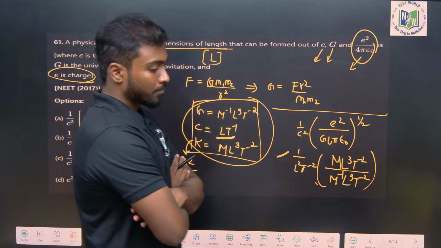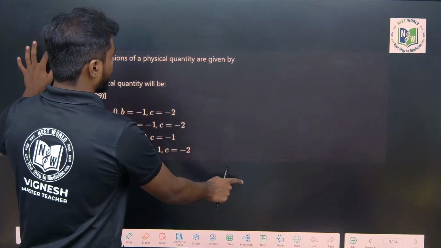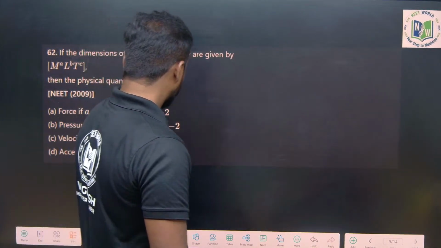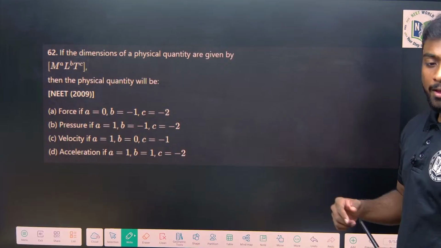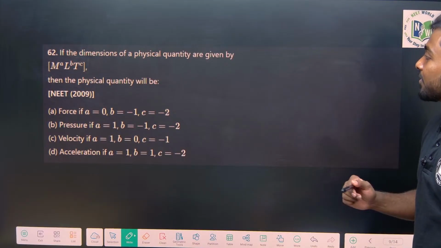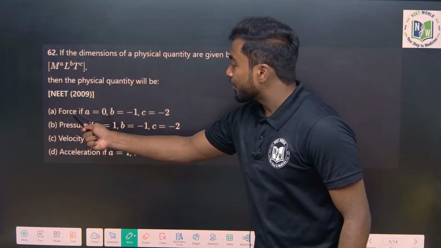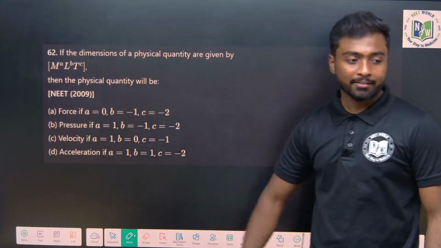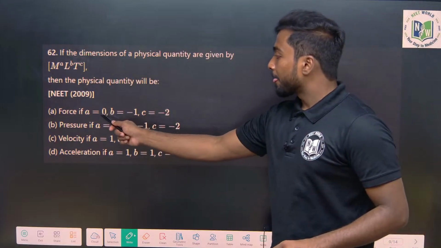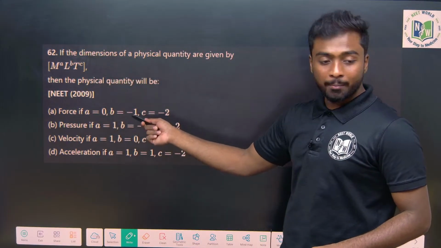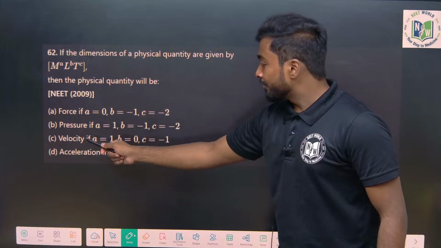Okay, we will go for the next question. If the dimensions of a physical quantity are given by M power a, L power b, T power c, then the physical quantity will be. Here what should I do? The options given are force, pressure, velocity and acceleration. I need to find the dimensional formula for force first, and cross verify if M power 1, L power 1 or T power minus 2. Similar for pressure, then velocity, then acceleration.